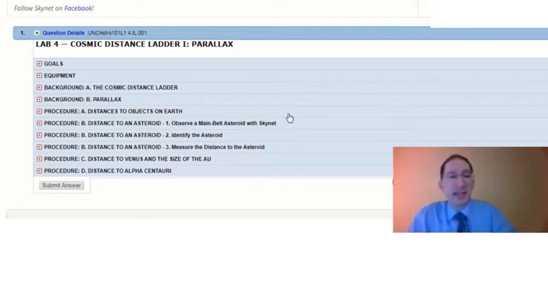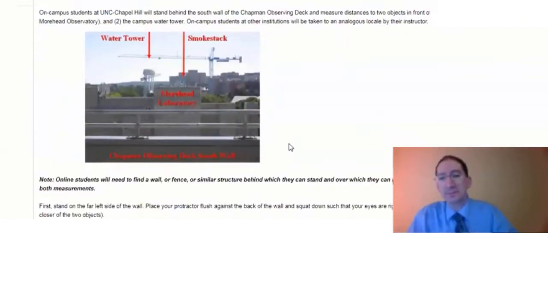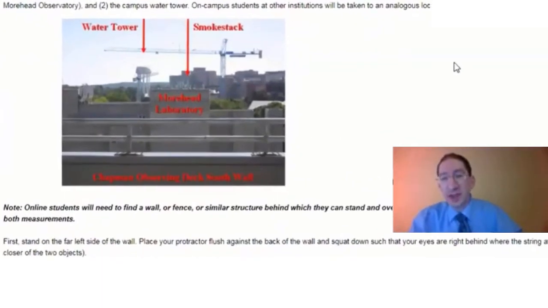Okay, let's begin with Section A. In this section, you're going to measure distances as surveyors do. But first, you have to pick a location. If you're in an on-campus section, your instructor will pick the location for you. At the University of North Carolina at Chapel Hill, we use a very straight wall on a south-facing observation deck. It doesn't matter that the deck is south-facing, but it's important that the wall is very straight.